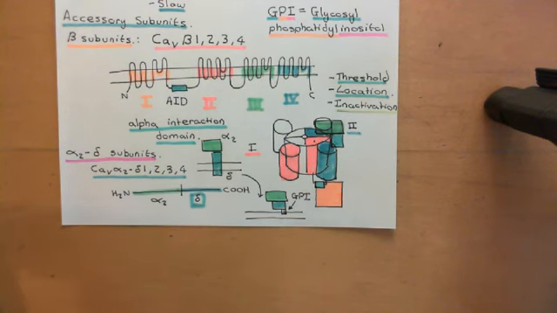In the next video we'll talk about the final type of accessory subunit of voltage-gated calcium channels, which is the gamma subunit, and then we'll just talk about some drug molecules and some toxins that are notable for blocking certain types of voltage-gated calcium channel.